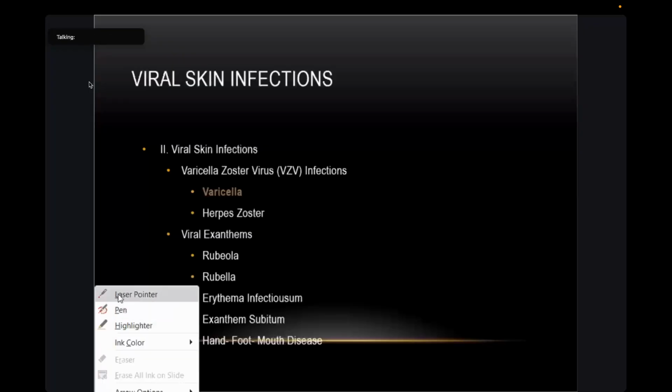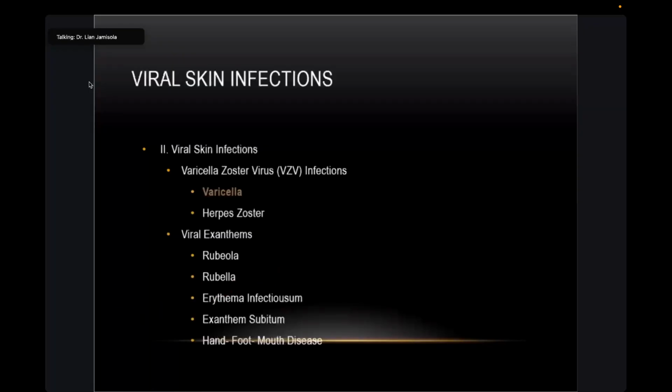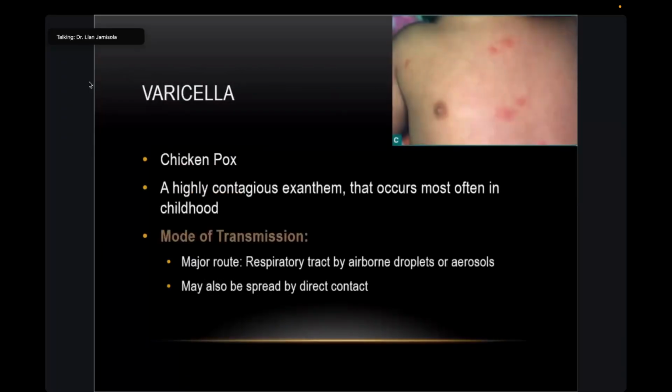Okay, so let's go to your viral skin infections. Varicella, what's chickenpox? Varicella is chickenpox, sa Tagalog, bulutong. It's a highly contagious exanthem that occurs most often in childhood. Actually, most of the viral infections I'll be discussing are more common among childhood, except for your herpes zoster. So this occurs most often in childhood.